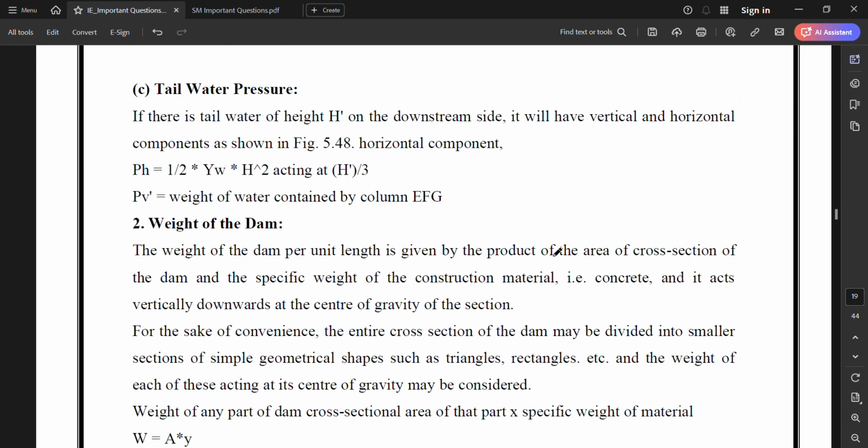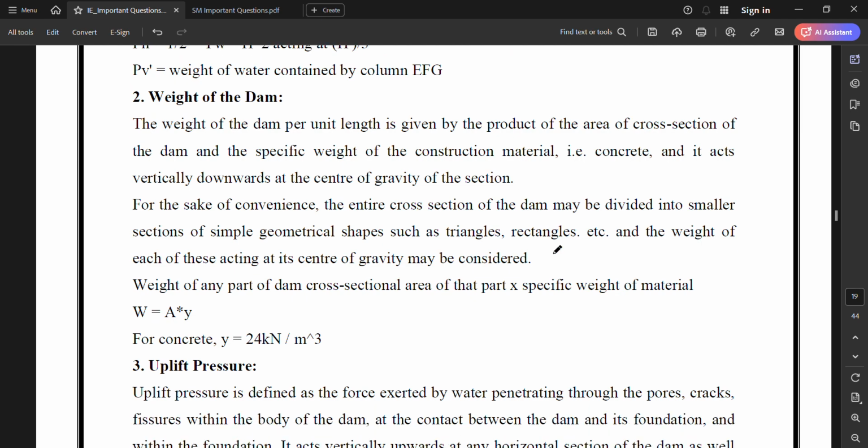Weight of the dam. Second is the weight of the dam. The weight of the dam per unit length is given by the product of the area of cross section of the dam and the specific weight of the construction material, for example concrete, and it acts vertically downward at the center of gravity of the section.